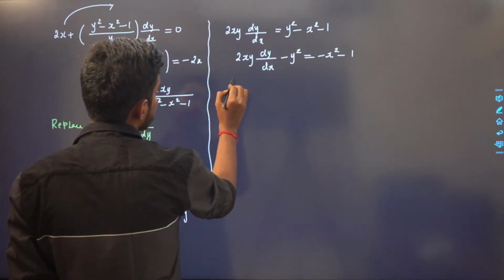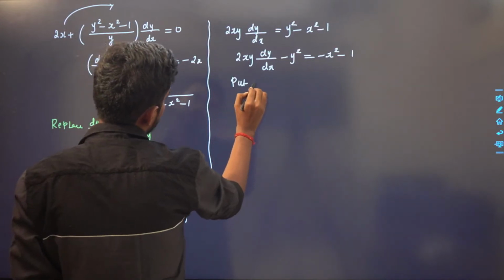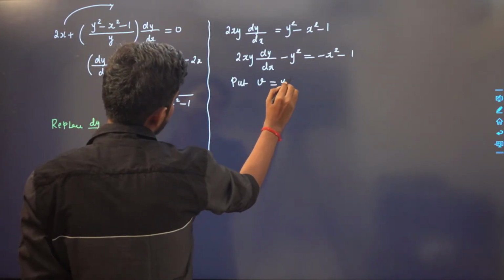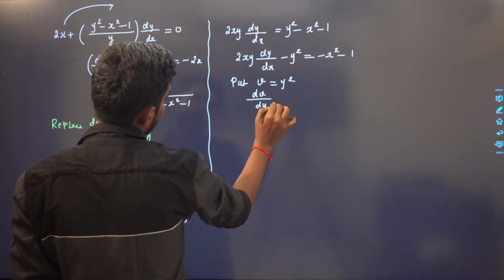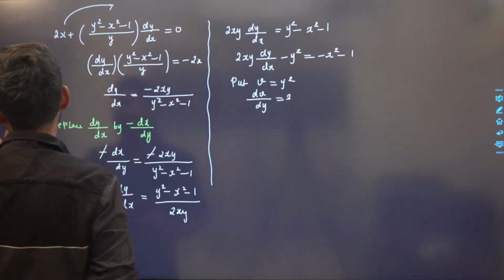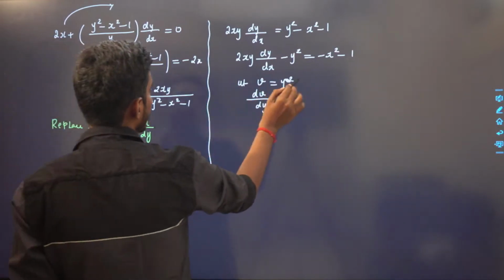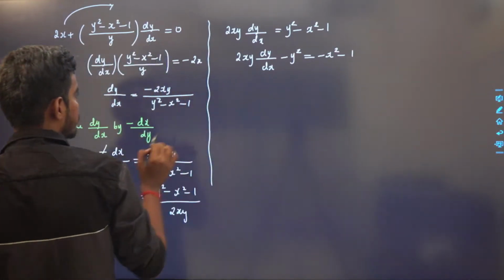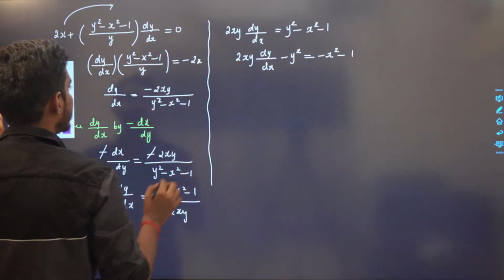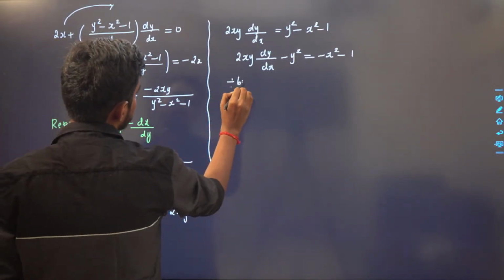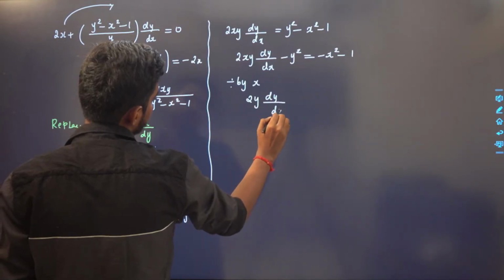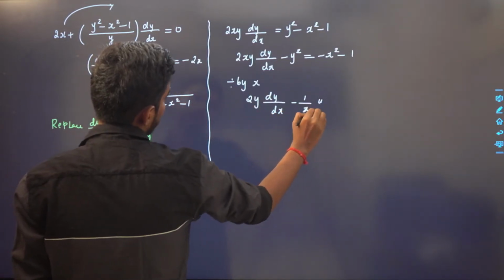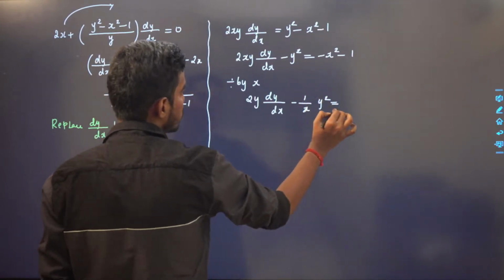So again, if you put v equal to y square, differentiate with respect to y. We will have dv by dy equal to... okay, before that, we will divide throughout by x. So we will have 2y dy by dx minus 1 by x y square. We divide throughout by x.